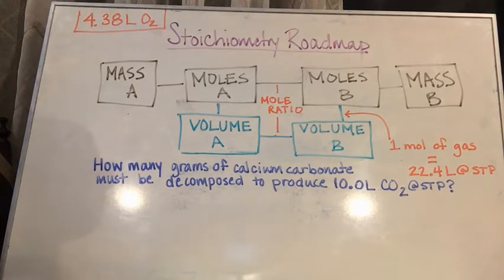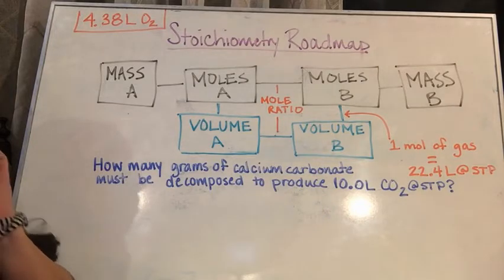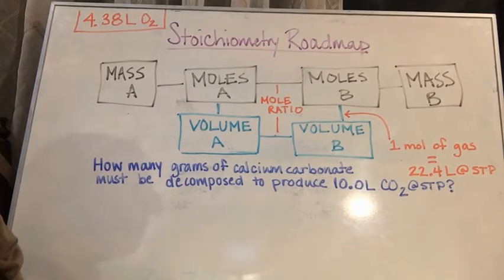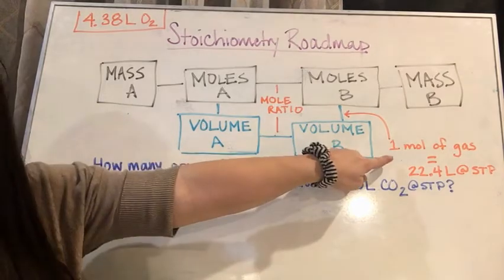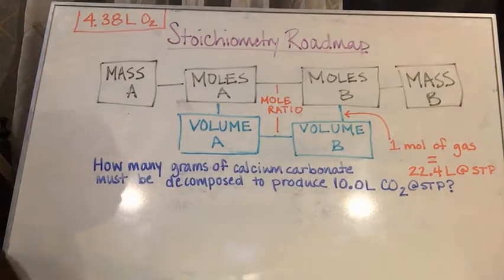STP is a special set of conditions that we'll be talking more about when we get into the gas laws in a few weeks. But STP stands for standard temperature and pressure. It's a temperature of 273 Kelvin or 0 degrees Celsius and a pressure equal to 1 atmosphere. So whenever a problem says at STP, we can use this relationship to convert moles of a gas into a volume or a volume into moles.